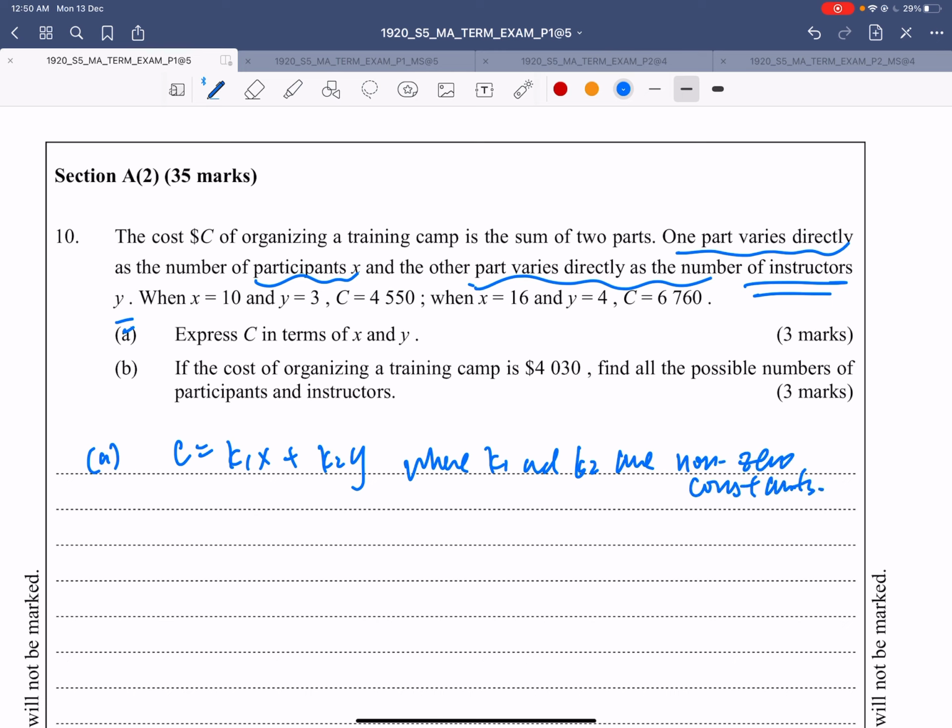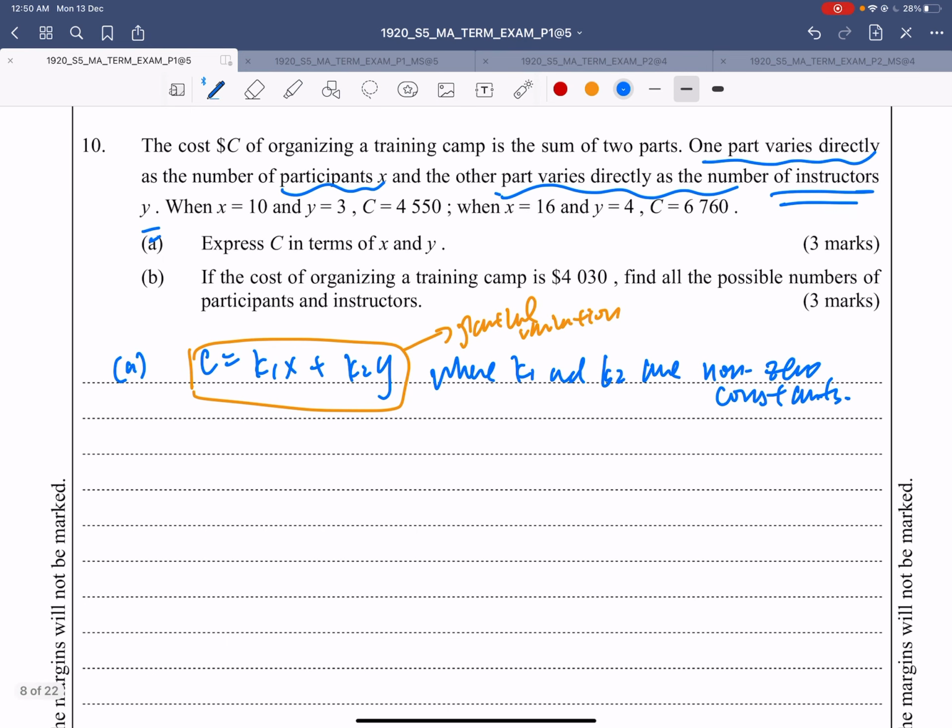So you can formulate this partial variation. So this is a partial variation. Let's look at the two clues. Firstly, this one. Secondly, this one.